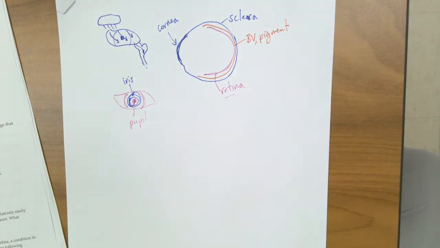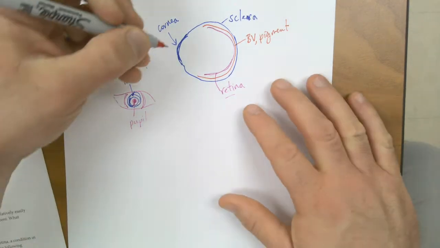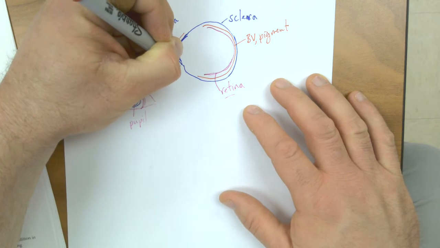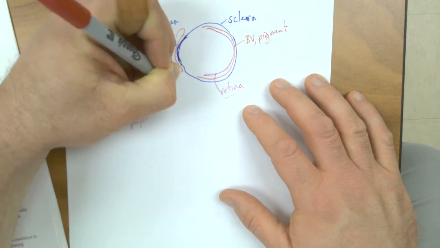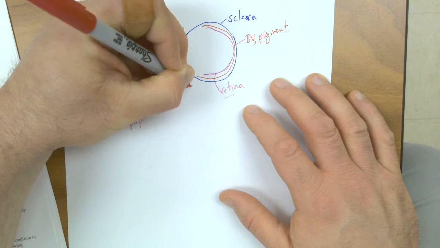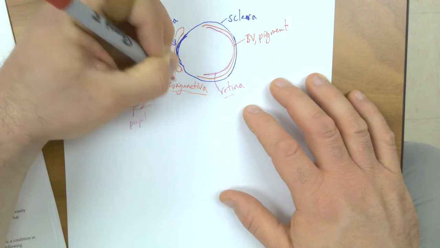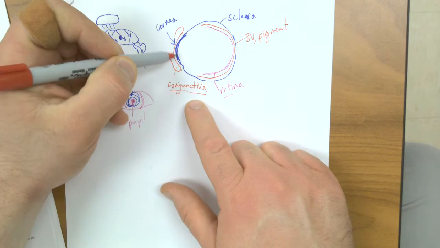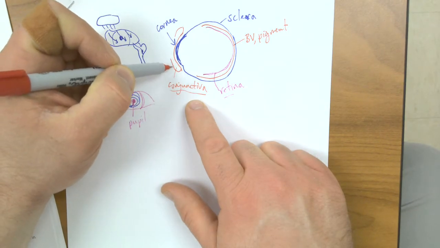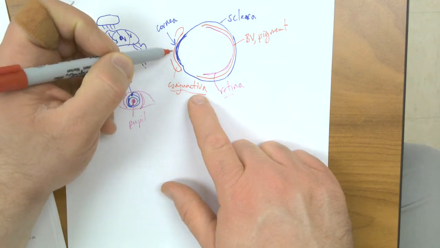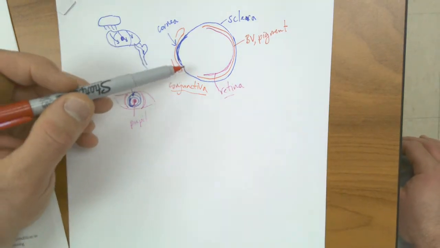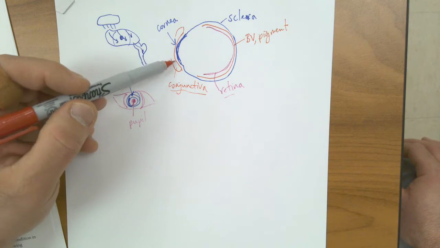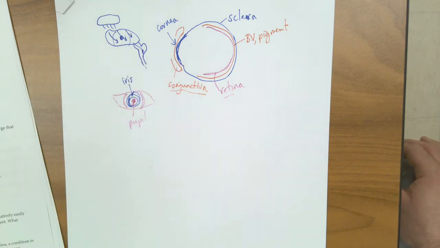Let's see. Now, one thing we know about the front of the eye, the cornea here, is that it's covered in a membrane called the conjunctiva. The conjunctiva is this clear membrane over the front of the eye and on the inside of the eyelids that produces this lubricating fluid so that you can blink and you're fine. Now, conjunctivitis is when you have an infection here and you have inflammation in that spot.